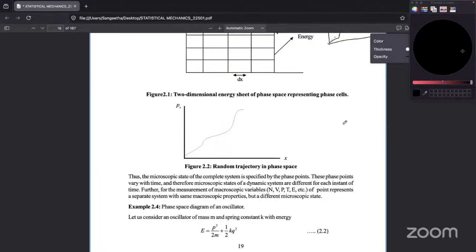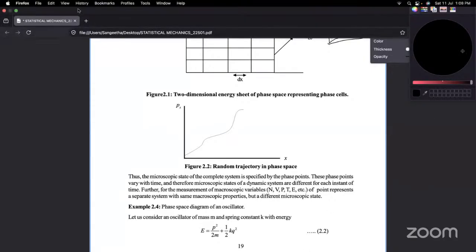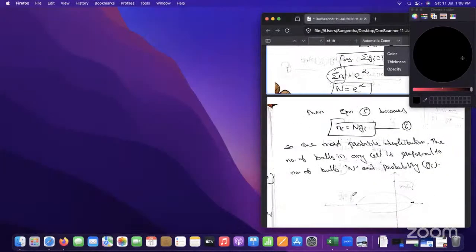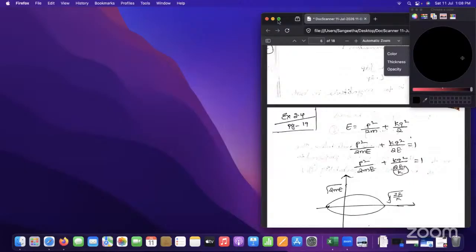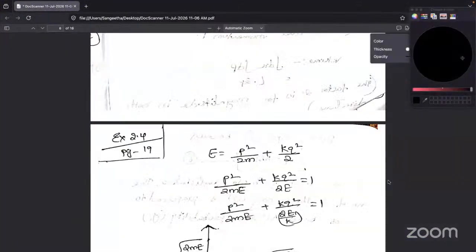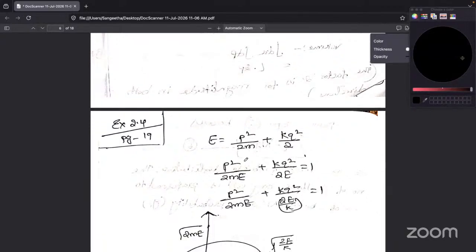What we have in example 2.4 here, harmonic oscillator is taken with energy formula. What is the energy formula of the harmonic oscillator? We have E equal to p square by 2m plus kq square by 2. In that we will see what is the trajectory path we have. And this is written as p square by 2mE plus kq square by 2E. Just E is brought to the denominator.